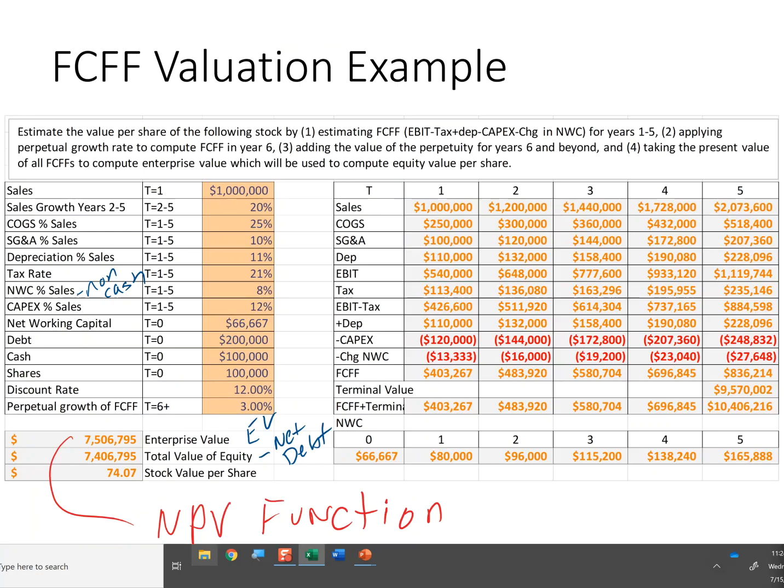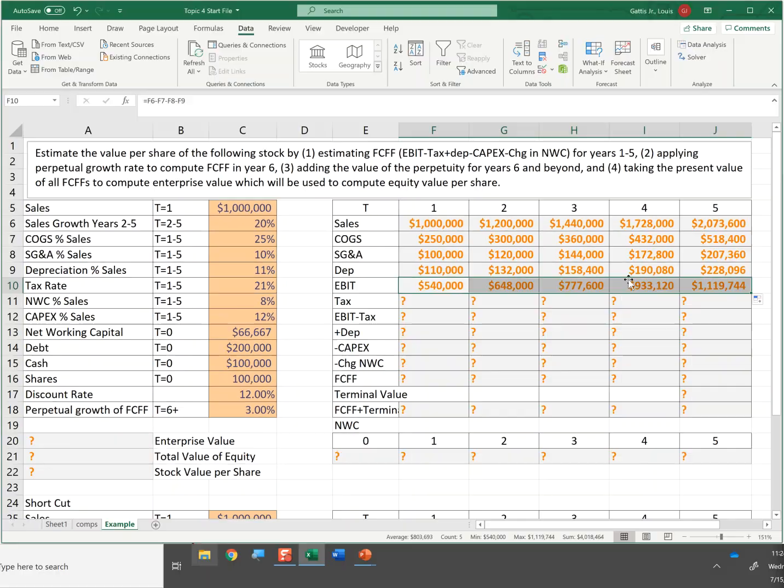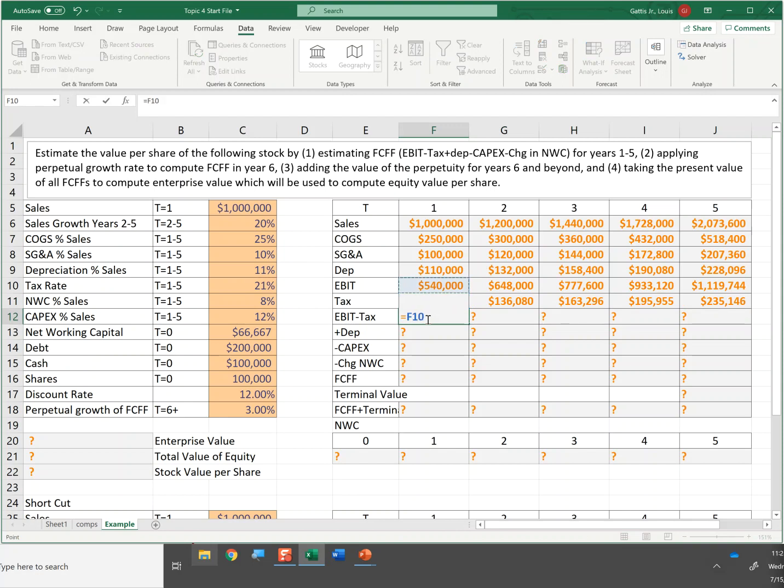Let's check our numbers, see if we look good. 540 to 1119. All right, so far so good. Taxes, we'll assume a tax rate of 21%. So I'll take my EBIT times my tax rate of 21%, anchor the tax rate. I can get my EBIT after tax by just subtracting taxes from EBIT. I'm going to add back my depreciation.